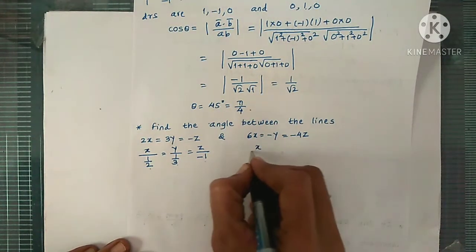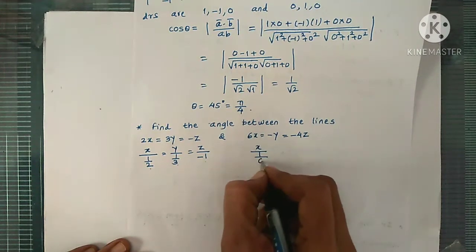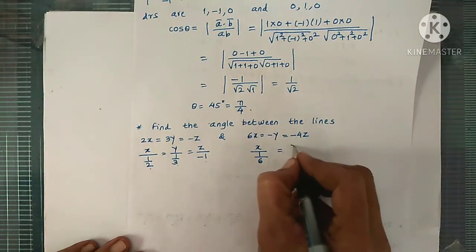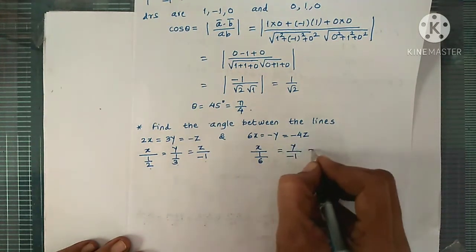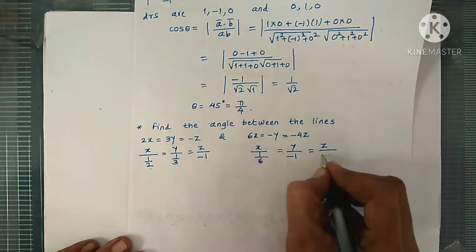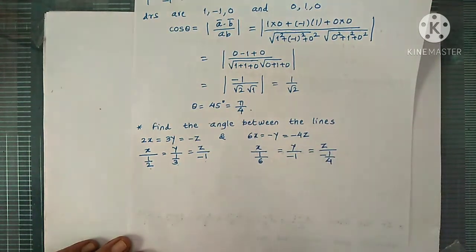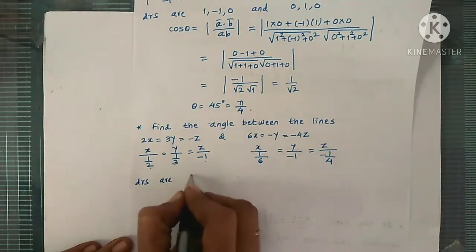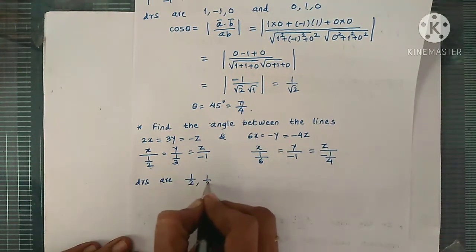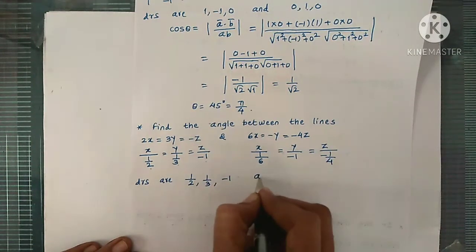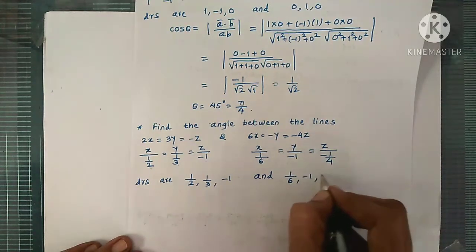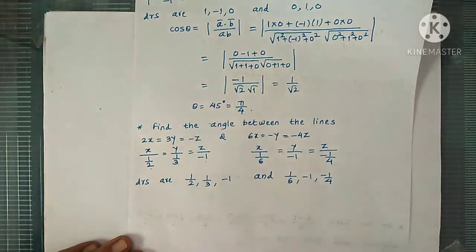For the second line, dividing the first term by 6, we have x divided by 1 by 6. The second term we can write as y by minus 1, and the next one is z divided by minus 1 by 4. So the direction ratios for the second line are 1/6, minus 1, minus 1/4.